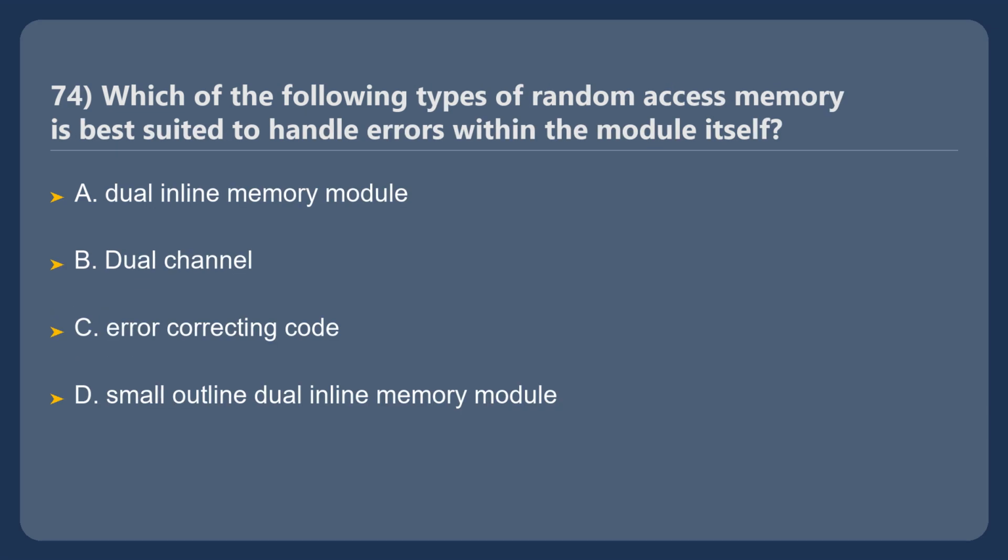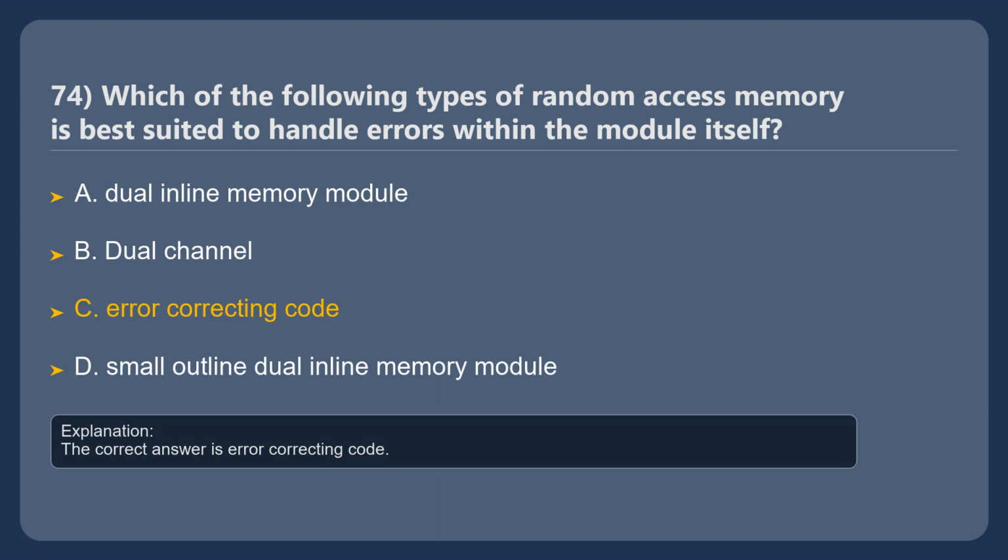Question 74. Which of the following types of random access memory is best suited to handle errors within the module itself? Option A, dual inline memory module. Option B, dual channel. Option C, error correcting code. Option D, small outline dual inline memory module. The correct answer is option C, error correcting code.